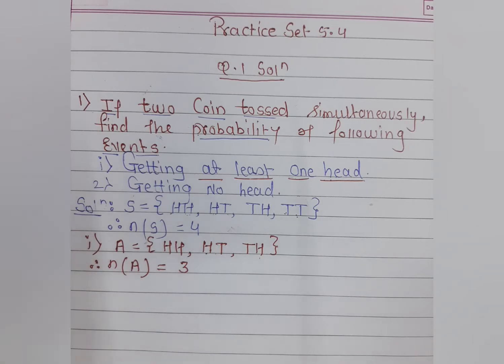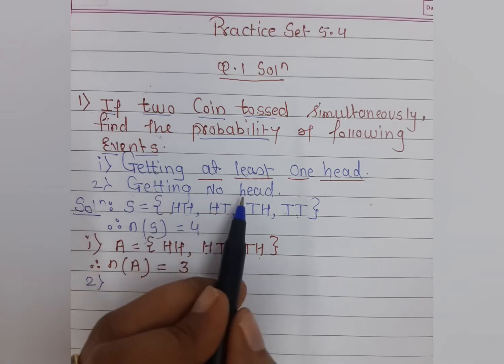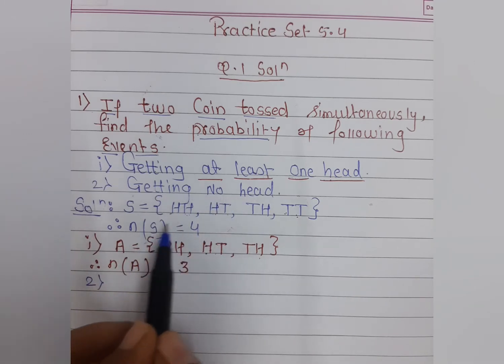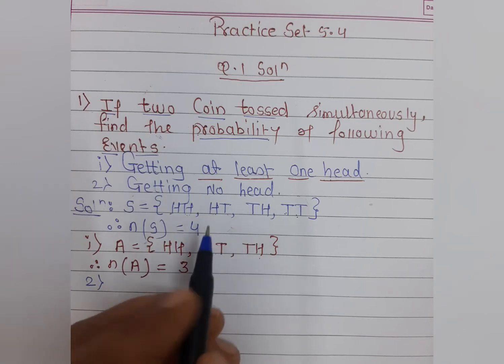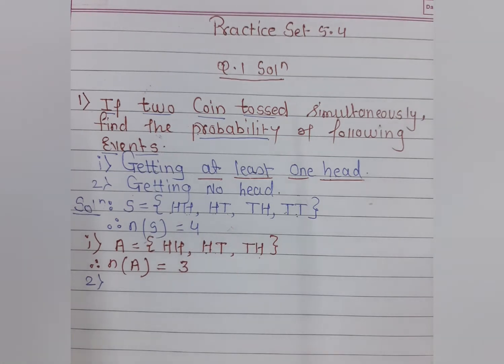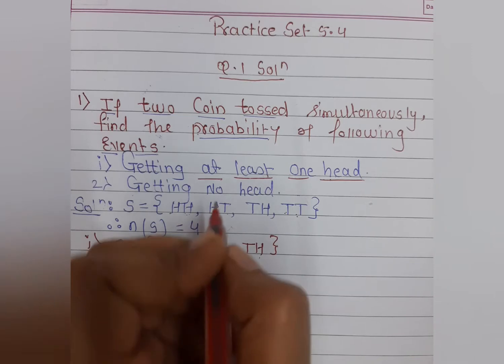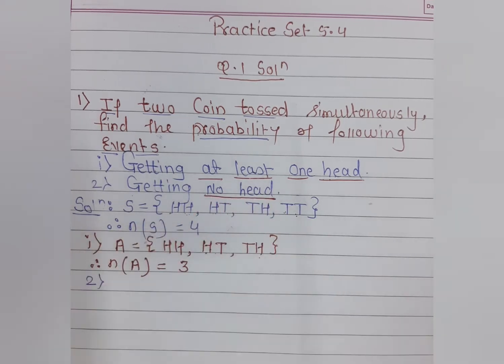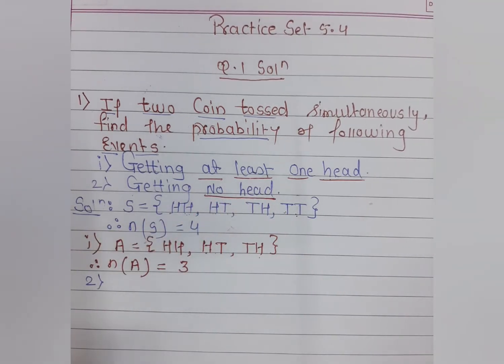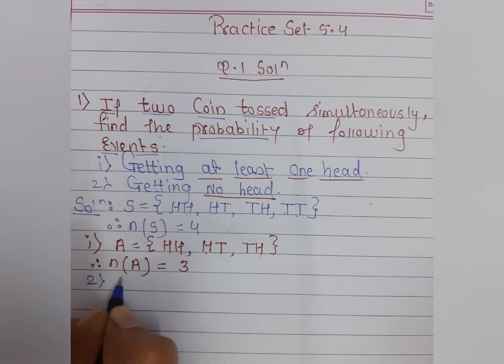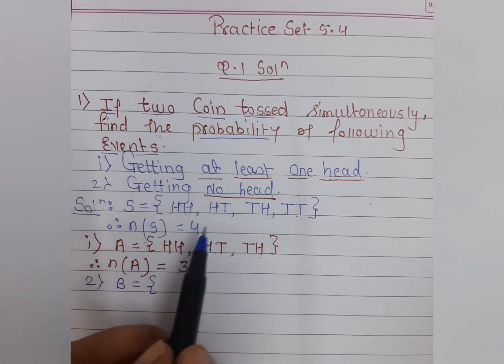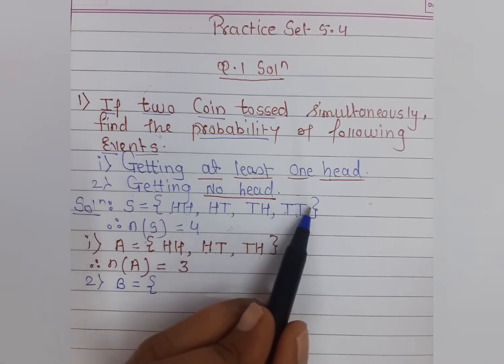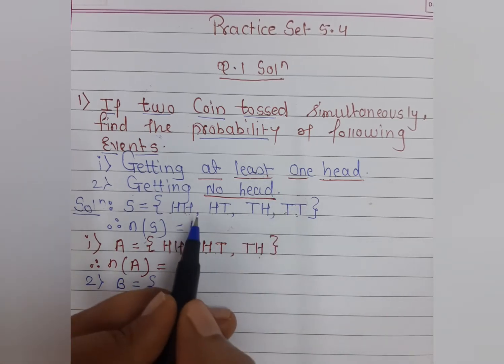Let us understand the second condition solution. The second condition is here students, getting no head. It means students, in this sample space we are not supposed to consider any head condition, because here it is mentioned that no head is present. So let us assume this event name is B and no head is present. It means there is only one condition, that is T and T, because here one head is present, so we are not supposed to take it according to this condition.